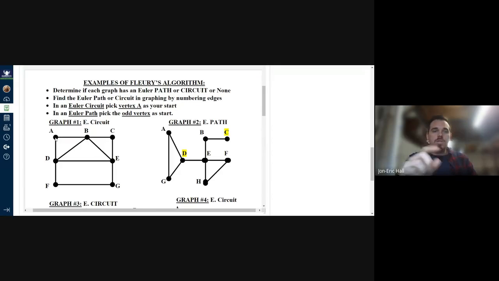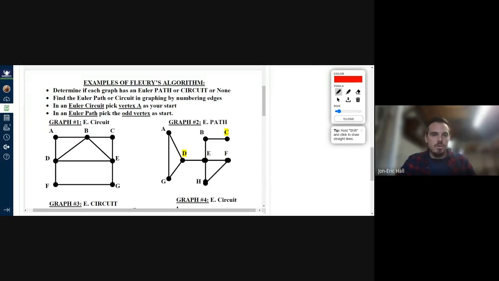Why? If I count the degree of each vertex, A has a degree of 2. B has a degree of 4. C again is 2. D over here has 4. E: 1, 2, 3, 4. G, 2. And F, 2. So all of the degrees there are even, therefore it can be a Euler circuit.